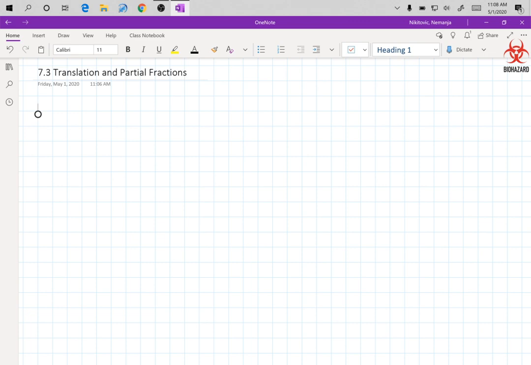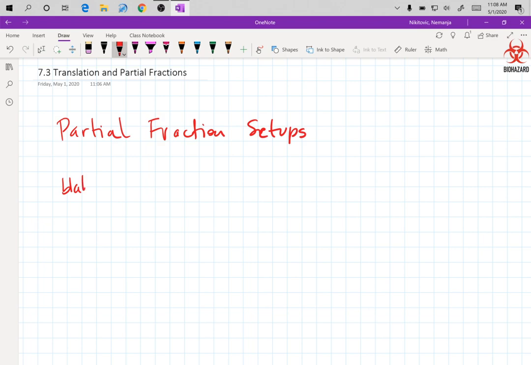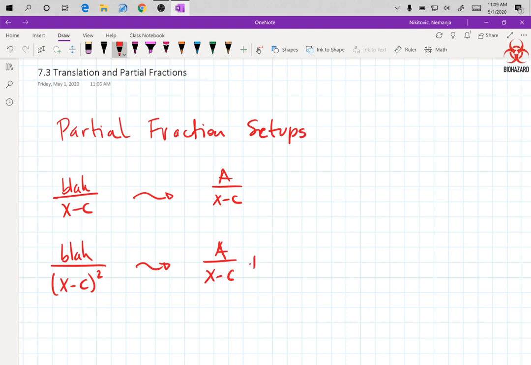translations and partial fractions. So we start with all of the definitions for partial fraction setup, just in case. Again, you're supposed to know all of this from Calc 2, because that's where the section is. So, partial fraction setups. Usually I write something over x minus c. The setup is a over x minus c. Then x minus c squared: that's going to be a over x minus c plus b over x minus c squared.